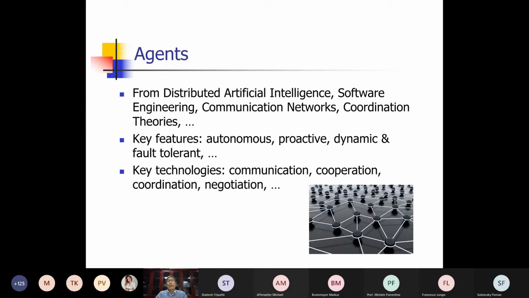I will briefly talk about my view, my understanding, and of course my work in that area. So what is an agent, particularly a software agent? It is a concept from distributed artificial intelligence, but it's not only an AI concept; it's also from software engineering, communication networks, and coordination theory. It combines several other technologies, including communication, cooperation, collaboration, and negotiation. I will have one slide on key features and give a few examples in the next slides.